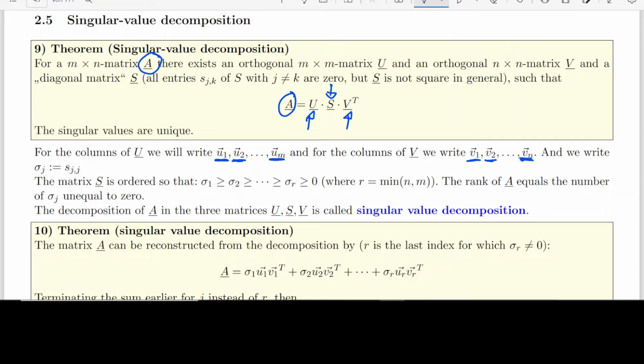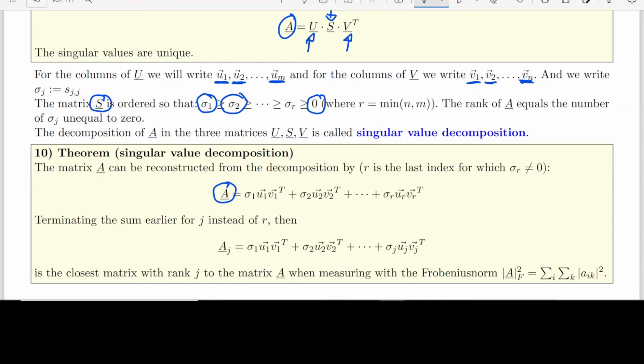The matrix S is always ordered with entries larger than 0. The largest one is in the position 1,1. The second largest one is in the position 2,2. And in our example, the least one was in position 3,3, and that would be sigma 3. And that is the principle of the decomposition. Values of 0 are also possible, but that was not the case in our example.